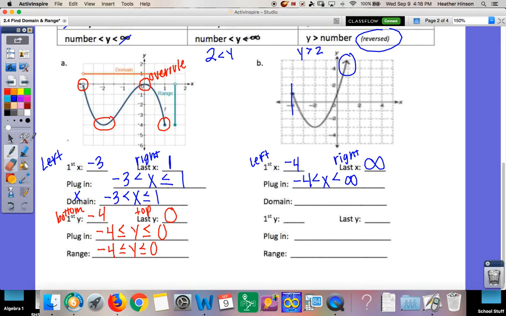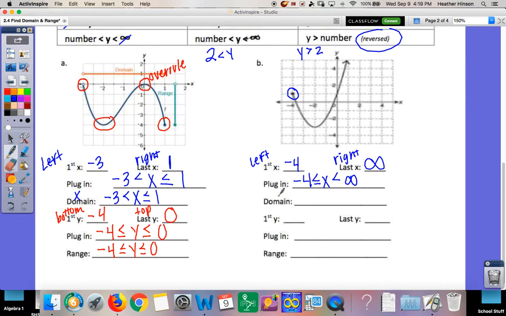For -4, let me erase this real quick so we can see it. For -4, we have a closed circle. Closed circles are going to get equal to bars. For infinity, we can't reach infinity. You can keep counting and counting and counting, but you're never going to reach infinity. Because you can't actually touch it, we can never be equal to it because it's going to go forever. Those are never going to get an equal to bar.